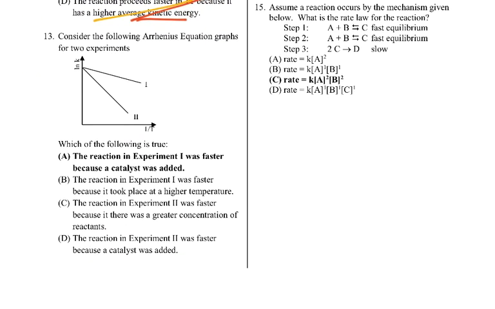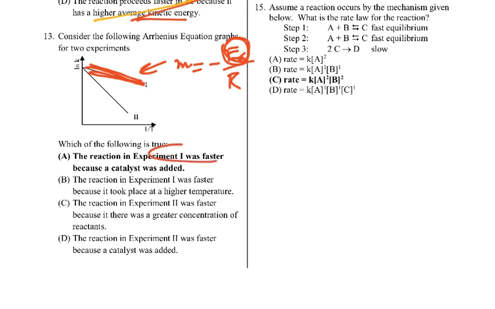Okay, 13. Consider the following Arrhenius equation graphs for two experiments. Which is true? The reaction in experiment 1 was faster because a catalyst was added. Okay, experiment 1, what do we know? We know that the slope is equal to negative E sub A, activation energy, over R. So this guy here has a smaller negative slope. That means it must have a smaller activation energy, and smaller activation energy means it is going to be faster. So experiment 1 is faster, and it has a catalyst added.